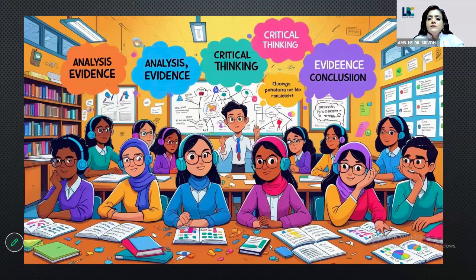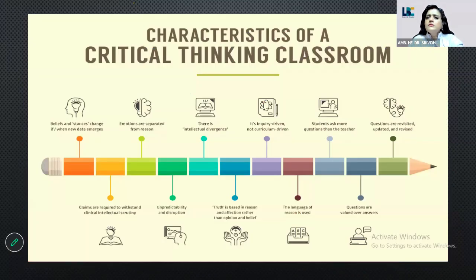But in a classroom situation, it is indispensable that we adopt critical thinking strategies. So what are the characteristics of a critical thinking classroom? Where the learners, or the leaders, are more involved in the process of learning, where beliefs and stances change if and when new data emerges. What beliefs and stances change means is that the previous knowledge they have, they will be able to erase and learn something new. Erase in the sense that the new knowledge will replace the old knowledge. That's the learning.